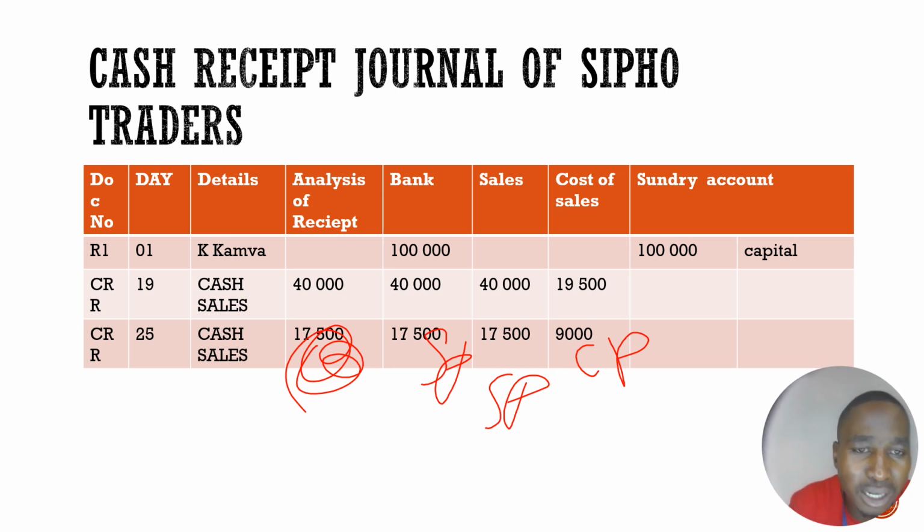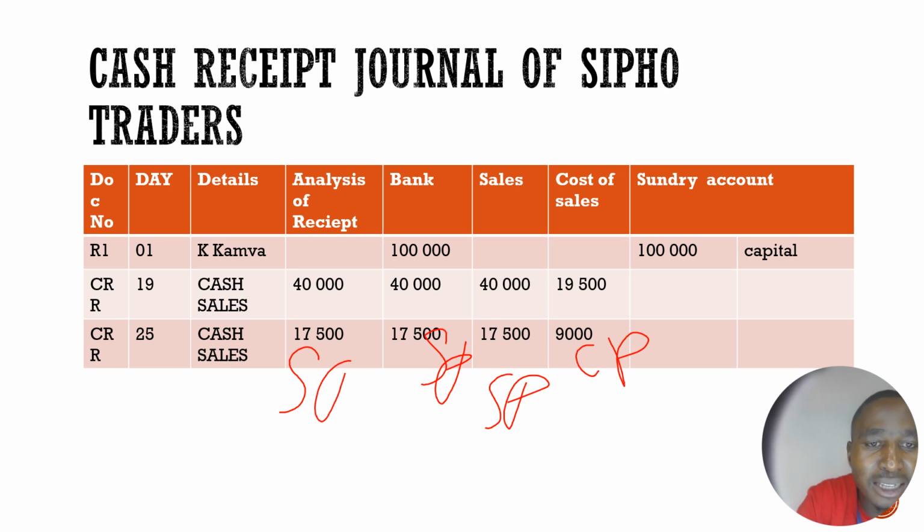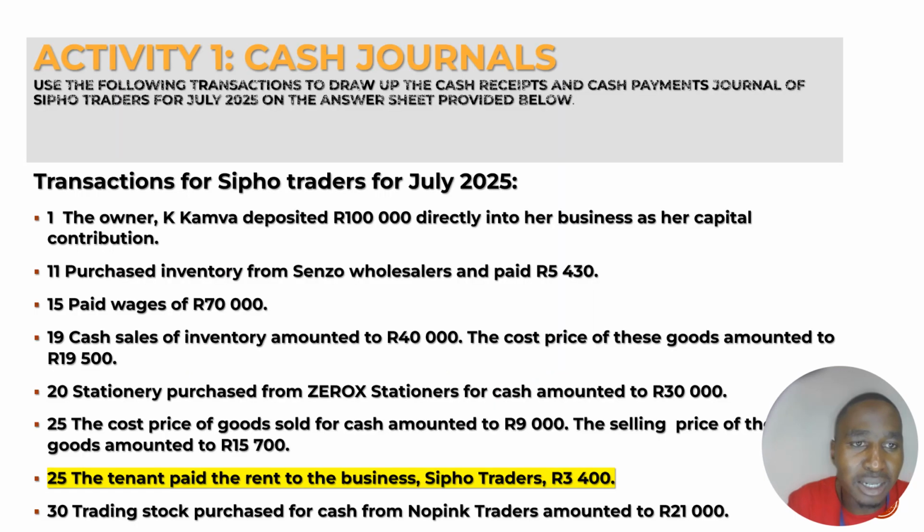So please always remember that you always write the selling price under analysis of receipt, and the selling price under bank, and the selling price under sales, and the cost price under cost of sales. So always try to figure out which amount is the selling price and which amount is the cost price when you are reading or analyzing the transaction. Now let's go and see how we can record another transaction on the 25th of July.